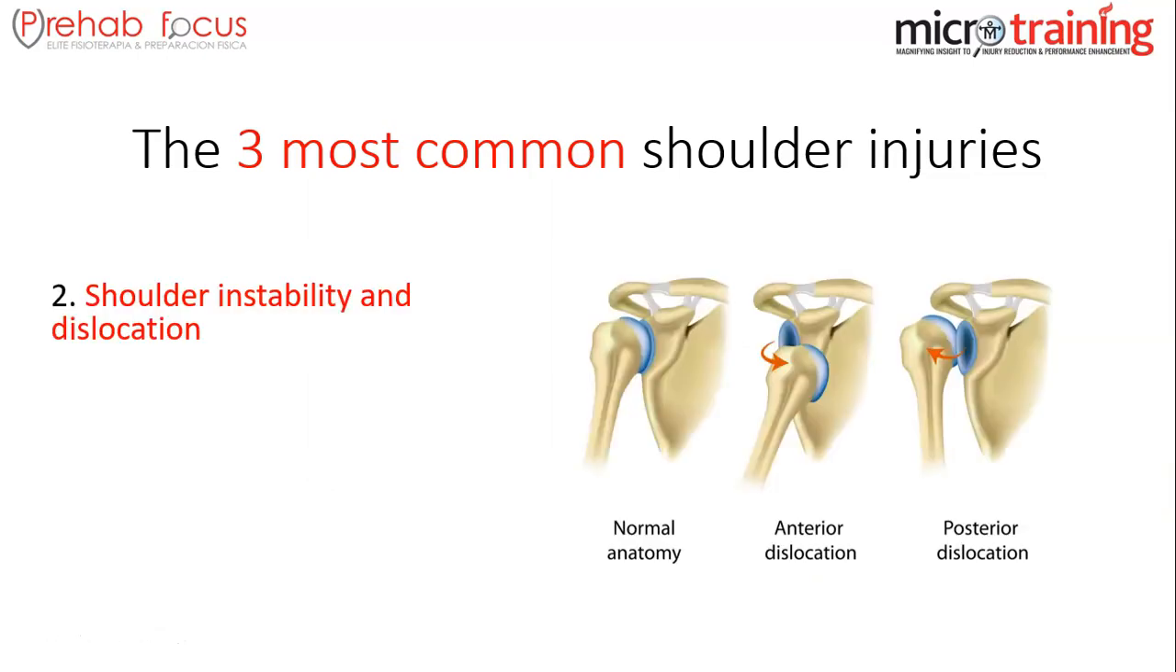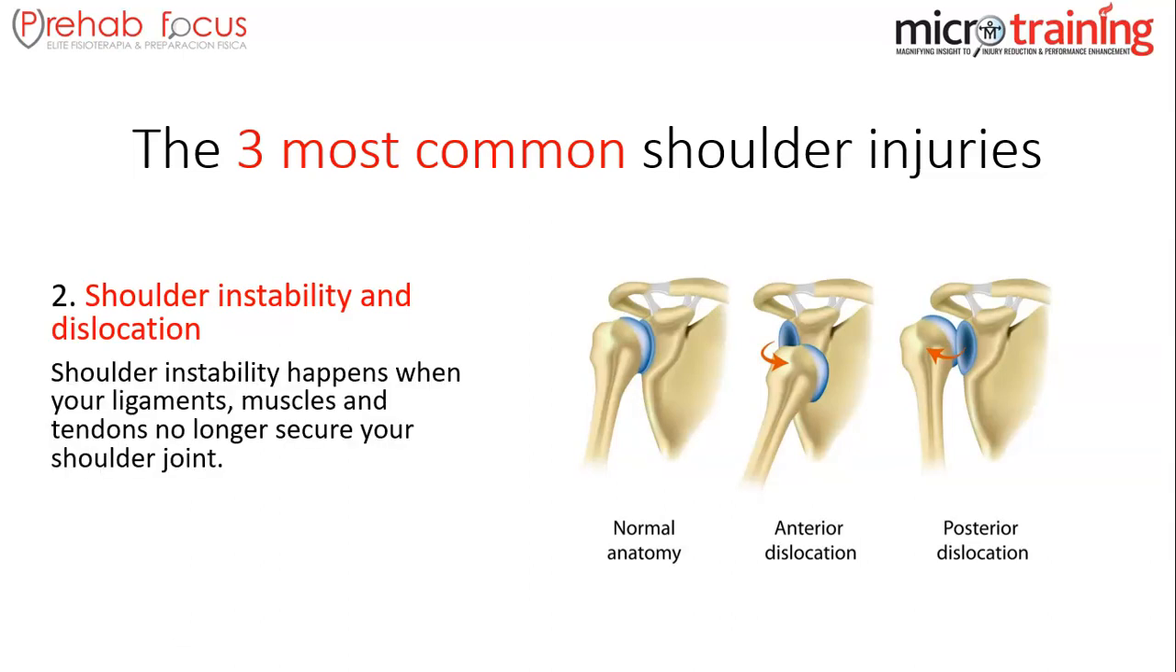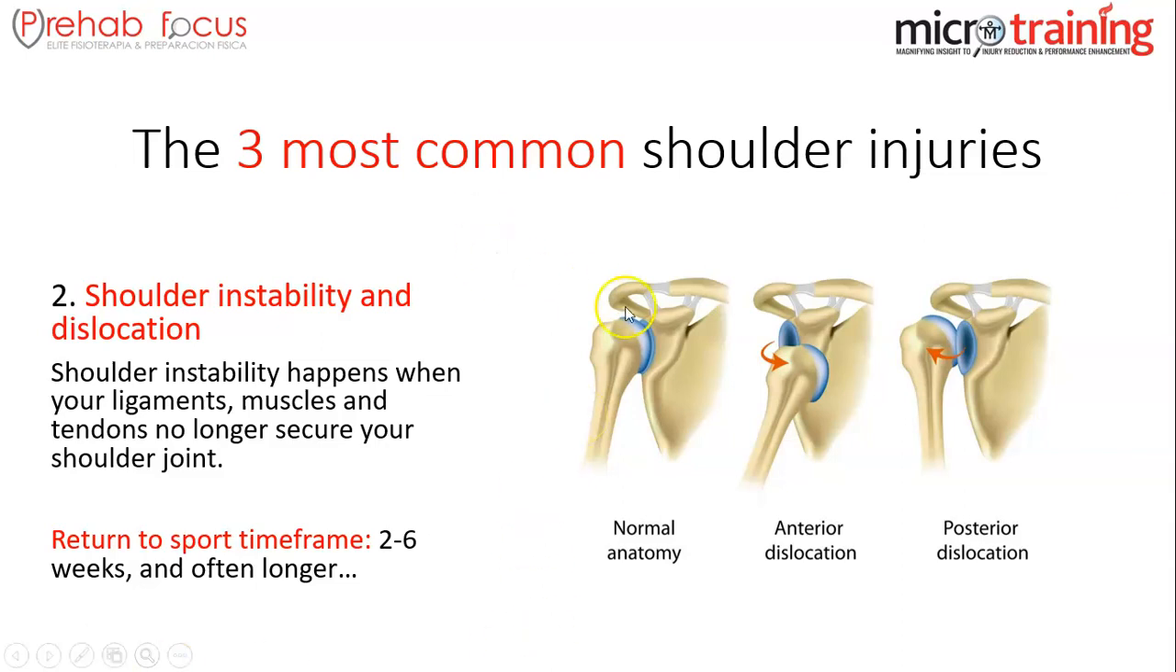Number two, shoulder instability and dislocation. Shoulder instability happens when your ligaments, muscles, and tendons no longer secure your shoulder joint. Return to sport time frame is 2 to 6 weeks and often longer. As you can see here, we have a picture of normal anatomy over here, anterior dislocation over here, and posterior dislocation.